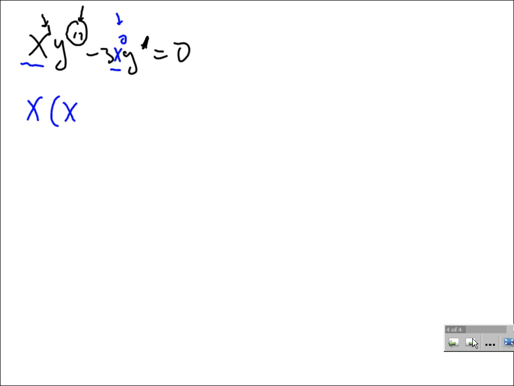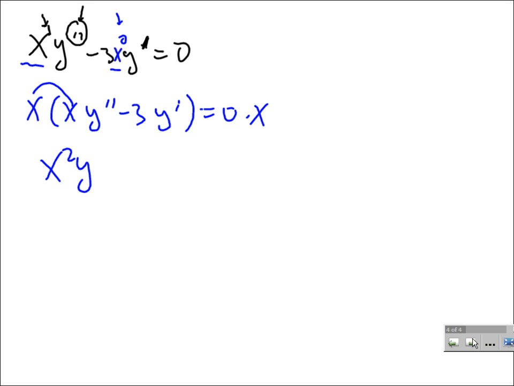I'll multiply by x, of course, on both sides, and then I get x squared y double prime minus 3xy prime. First derivative, power of x is 1. On the right side, it could have changed, but it didn't. It's still 0. Now, this is in Cauchy's form.